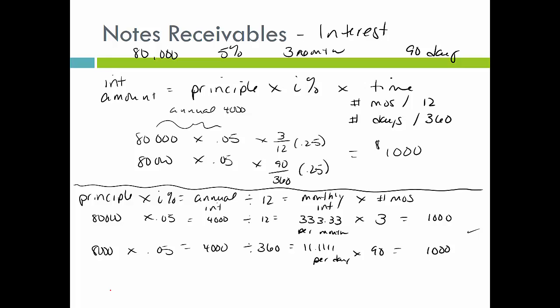But just to keep it consistent, I'm going to go with this. So that's how we figure out the interest. The other thing we have to figure out is the maturity date. Now, this requires that you know how many days are in each month, and if you don't know that, you're going to have to teach yourself, I guess.